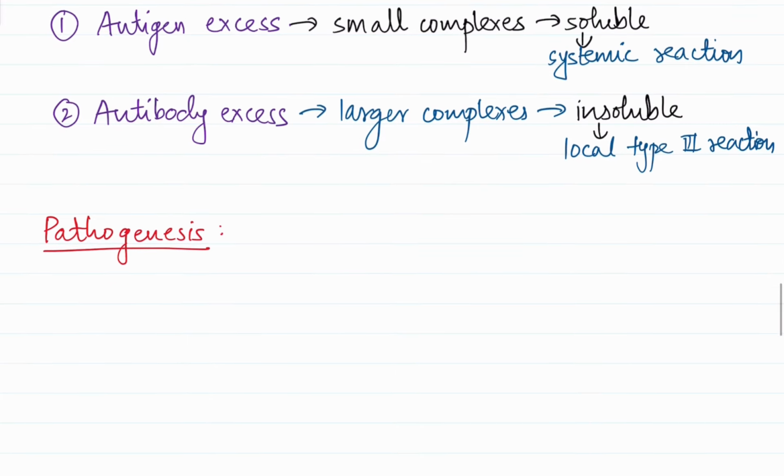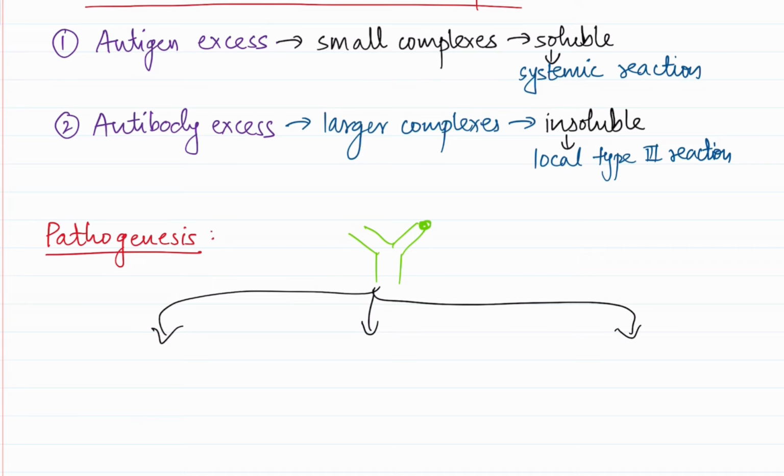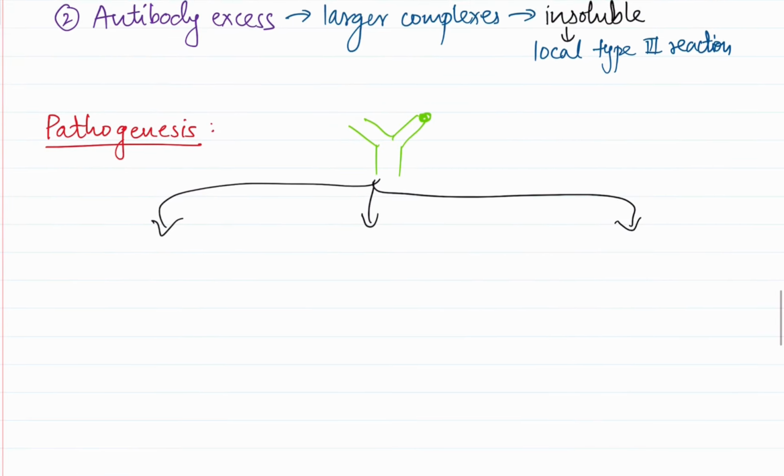Now let's speak about the pathogenesis. So we have antigen antibody complexes. Usually they are cleared by the complement system, but when they accumulate in the body, they start to get deposited depending upon whether they're soluble or insoluble. And once they get deposited, they activate three mechanisms. The first mechanism is, of course, the classical pathway of complement.